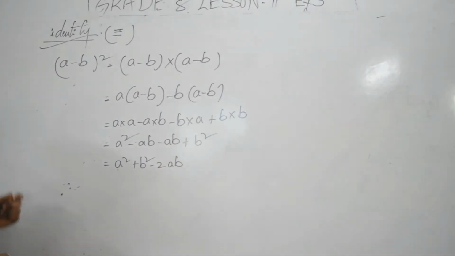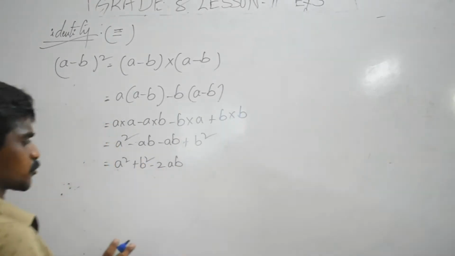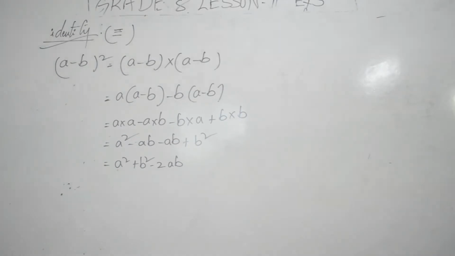So what is the identity of (a minus b) whole square? A square minus 2ab plus b square, or a square plus b square minus 2ab. These are the formulas, (a plus b) whole square and (a minus b) whole square.